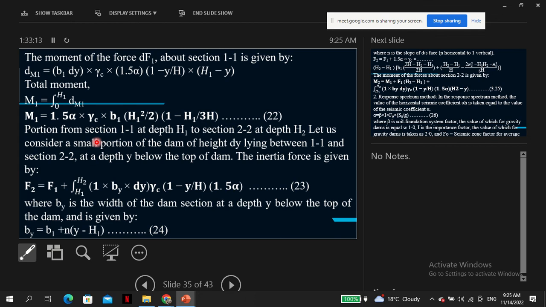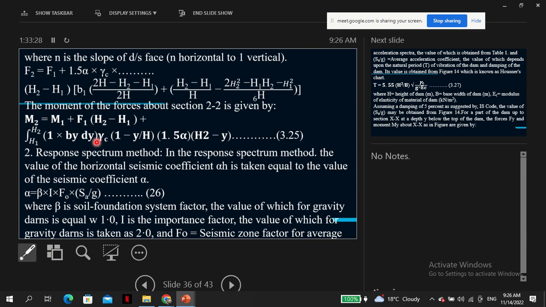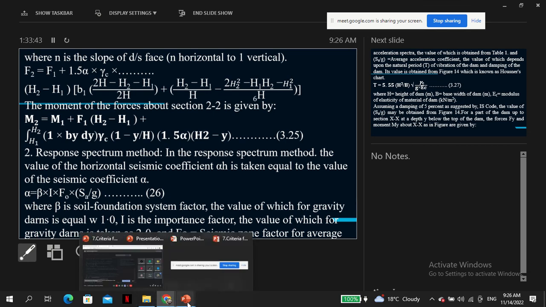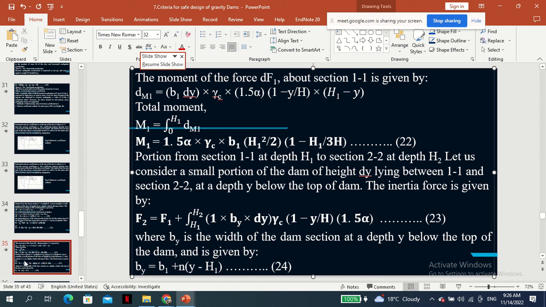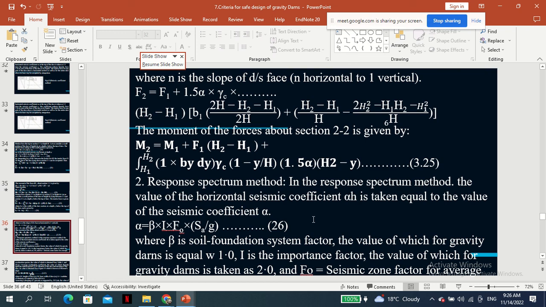Of course, there will be plenty of examples later to demonstrate how this can be used. So you can use integration, that's the first point, and it has been sufficiently demonstrated to get the force and the moment. There is also what is called the response spectrum method. In the response spectrum method, the value of the horizontal seismic coefficient alpha h is taken equal to the value of the seismic coefficient alpha. Don't worry, these values are given by geologists, those people who monitor earthquakes will tell us, or if you need the data, you can go to the ministry concerned.